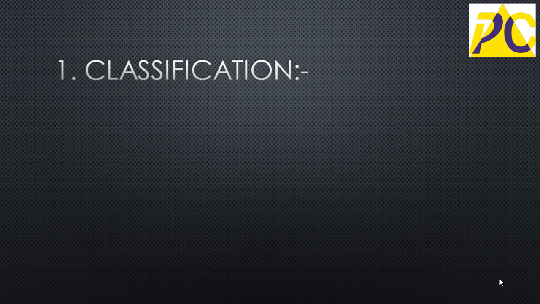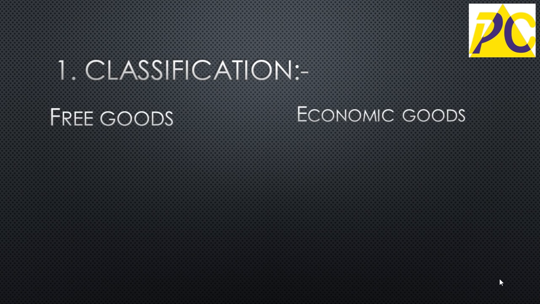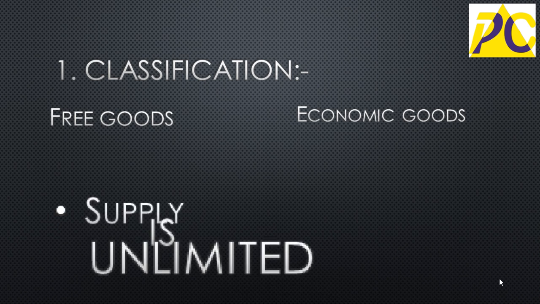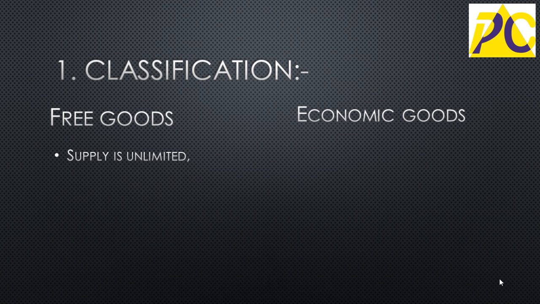Now, going further in the question, let us see the classification of goods. Goods can be classified into free goods and economic goods. Sometimes a 5-mark question is asked only on this topic, therefore listen carefully. The first type of classification is free goods. What do you understand by the term free goods? Free goods are a free gift of nature. Therefore, the supply of that is unlimited.